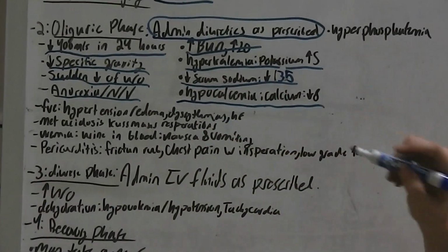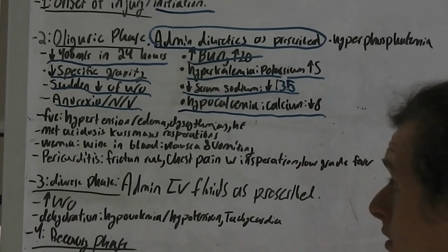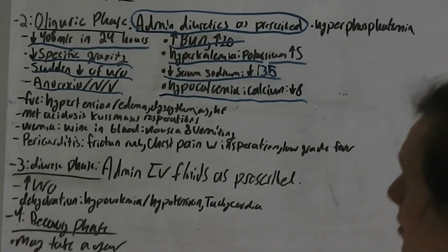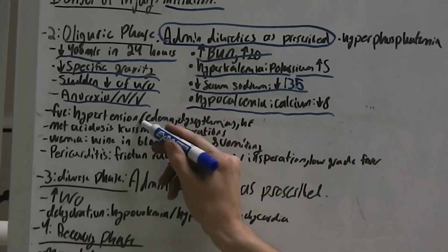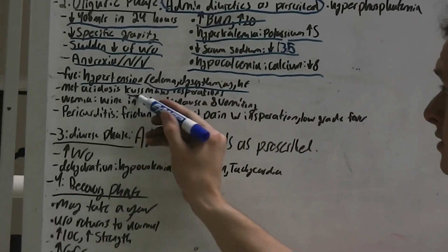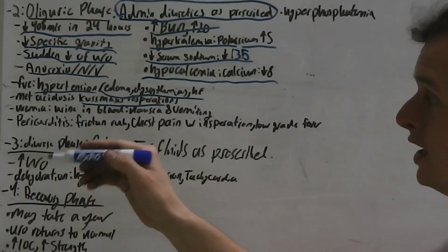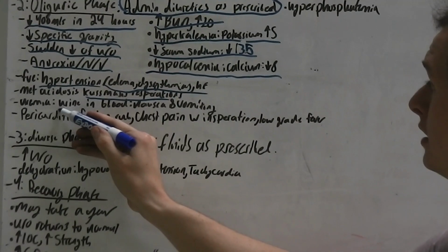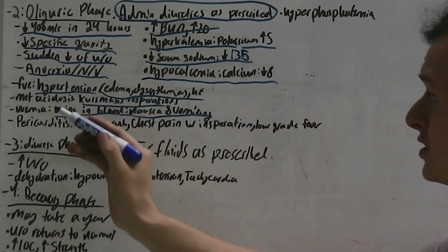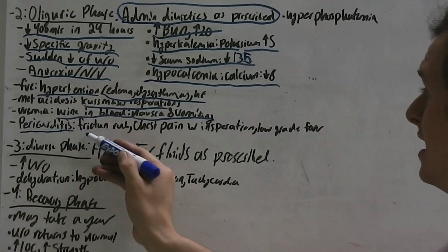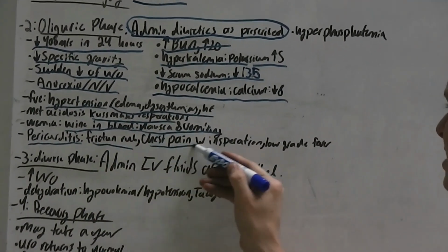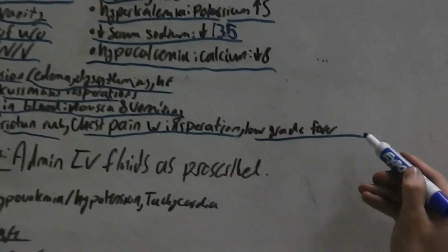Hypocalcemia, and that is a calcium below 8. Now, fluid volume overload, we can see hypertension, edema, dysrhythmias, and heart failure. With metabolic acidosis, we'll see those Kussmaul's respirations. With uremia, that's going to be urine in the blood. We're going to see this with nausea and vomiting. That's how we're going to know it's uremia. And pericarditis, we know it's pericarditis if we see friction rub, chest pain with inspiration, or a low-grade fever.